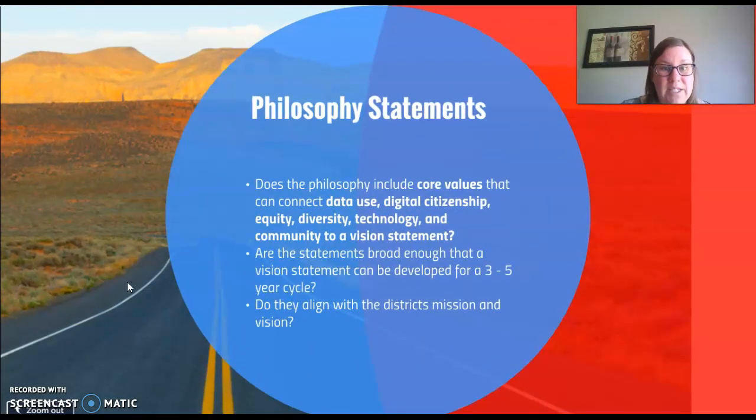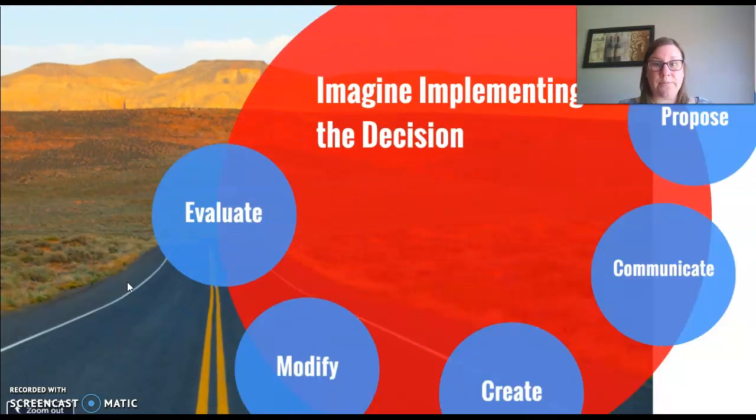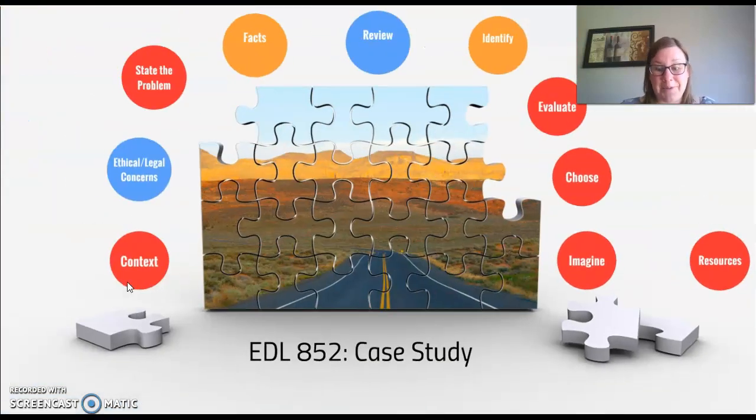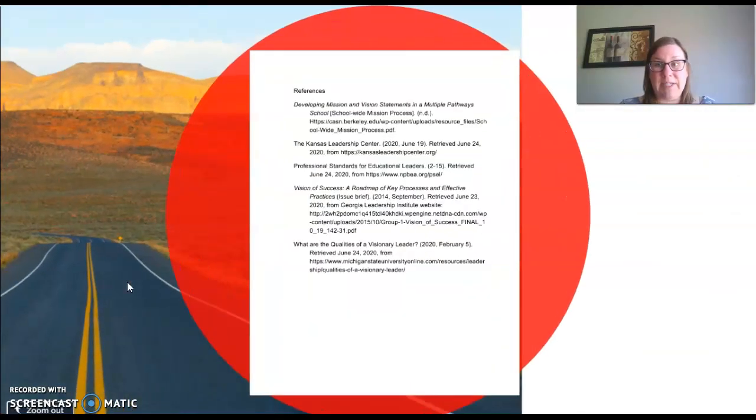Finally, with the draft, we need to make sure for the philosophy statement that it includes core values, that it can connect data use, digital citizenship, equity, diversity, technology, and community to a vision statement. The statements need to be broad enough that a vision statement can be developed, at least that would cover a 3 to 5 year cycle, and that the statements align with the district's mission and vision. So that is how I would propose to consider the ethical dilemma and move forward.